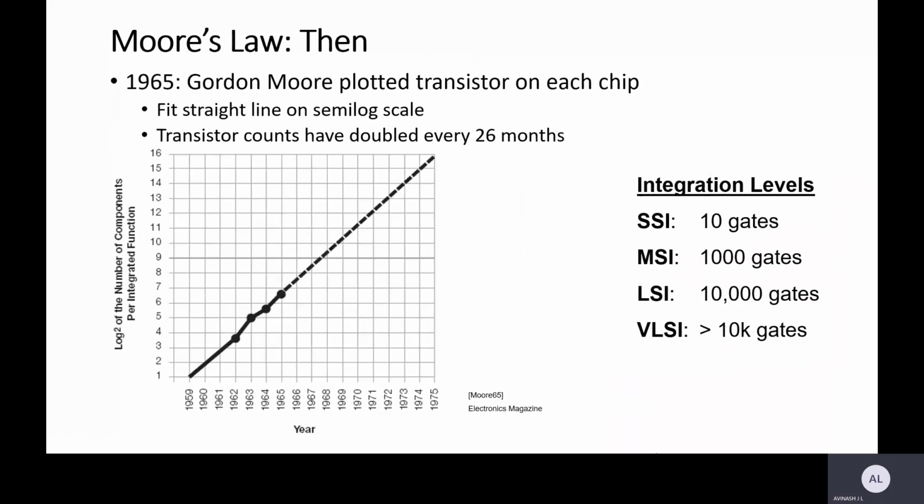When we discuss Moore's law, in 1965 Gordon Moore plotted the number of transistors on a chip and how it was increasing. That means, for the same space, how many transistors can be incorporated.